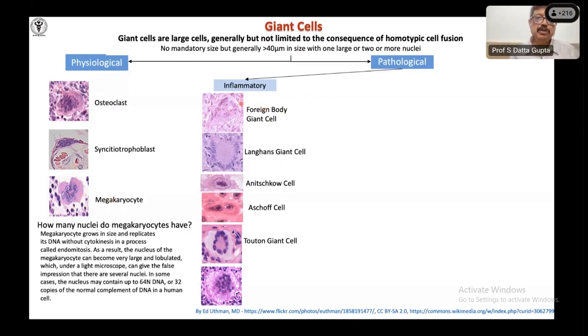Now, among the inflammatory giant cells, you have foreign body, Langhans cells, Anitschkow cells, and Aschoff cells. In rheumatic heart disease, you have a two-toned giant cell, in which there's a central cellular area with nuclei, and then cytoplasm again in the periphery. In Langhans cells, the nuclei are arranged in the periphery like a horseshoe or all around like a wreath. In foreign body giant cells, they are just scattered all over.